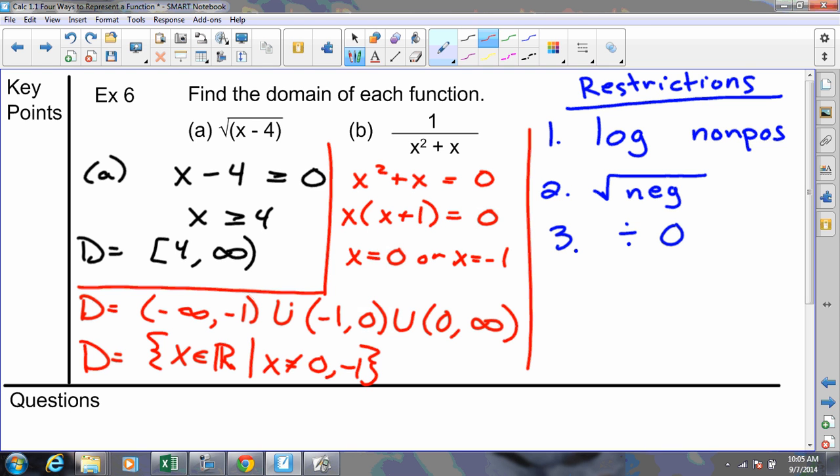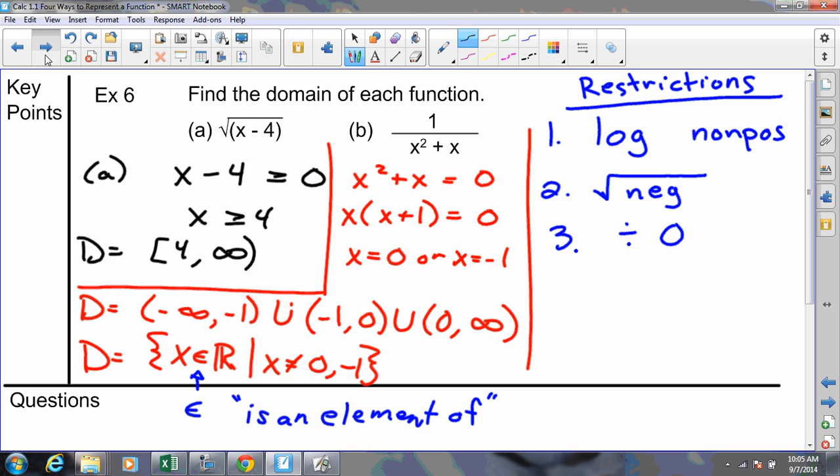If you hadn't taken pre-calculus before, the most common question that people ask is, what is that symbol? It kind of looks like an E, and it means is an element of. Basically, x is a real number. That's all that this piece is saying.